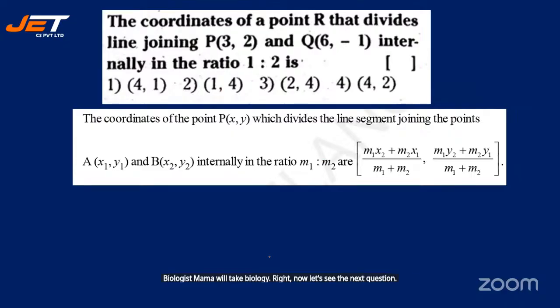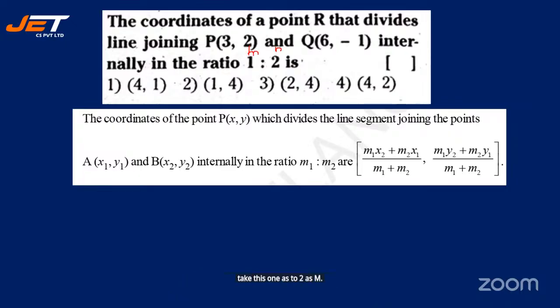The coordinates of the point that divides the line joining P(3, 2) and Q(6, minus 1) internally in the ratio 1:2 is dash. So here they've given the formula: (m1x2 plus m2x1) by (m1 plus m2), (m1y2 plus m2y1) by (m1 plus m2). Right. Now let's take this 1:2 as m.